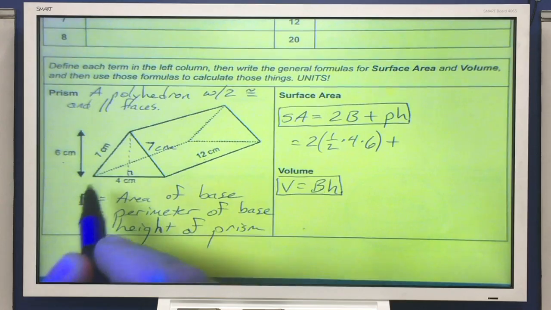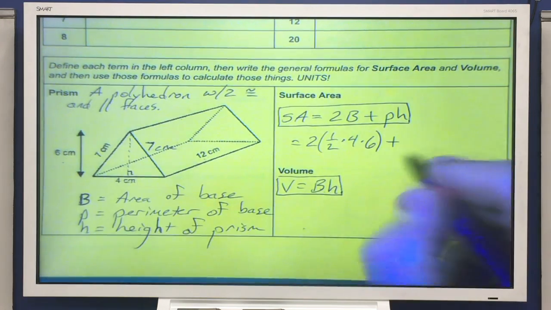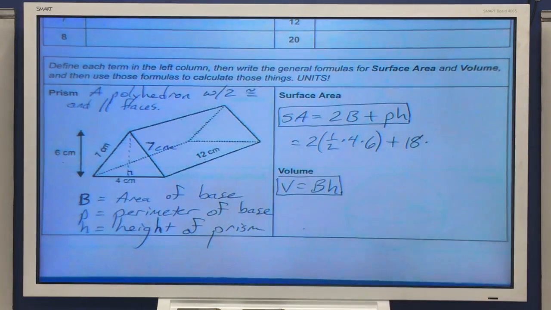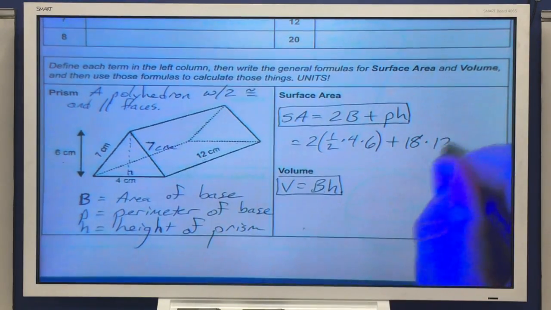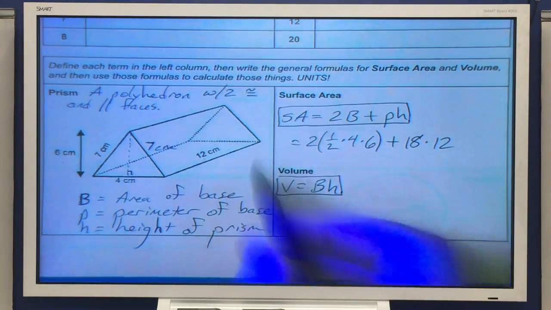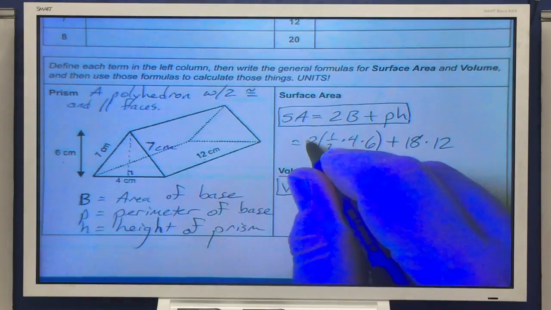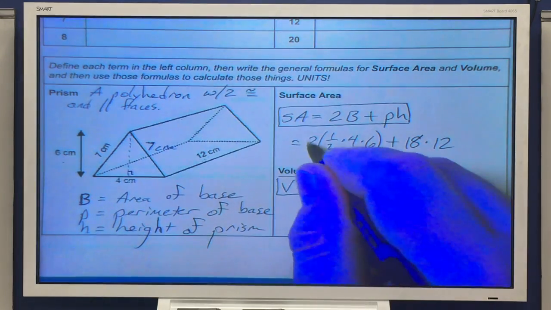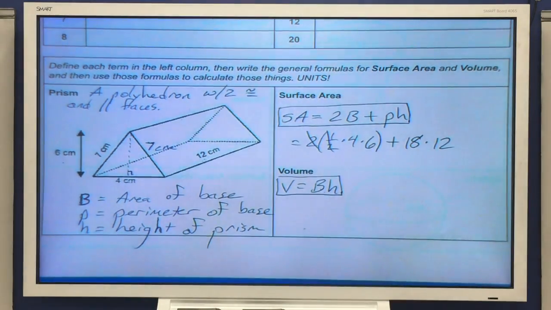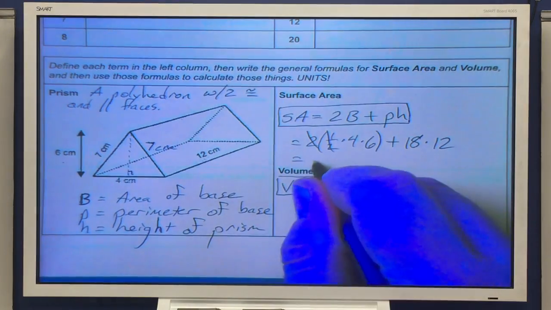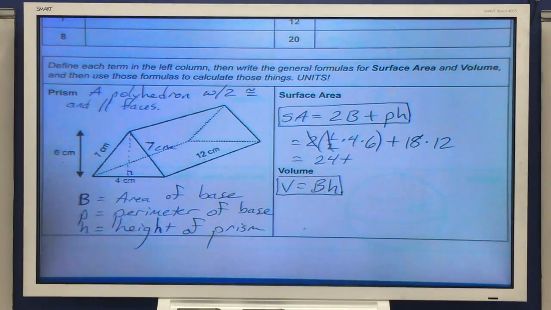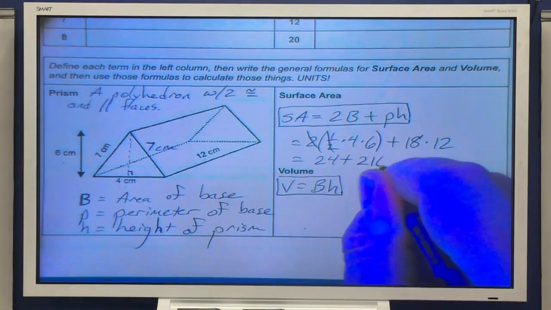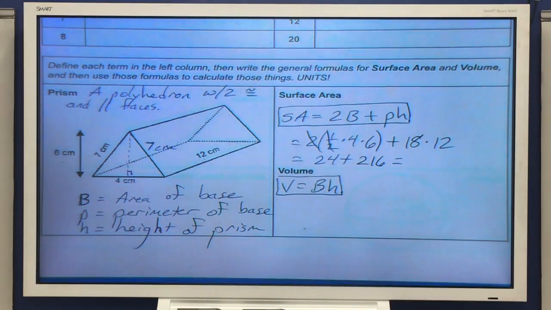So the perimeter of the base is going to be 7 and 7, 14, plus 4 is 18. Height of the prism is 12. Now I'm going to do a little mental math and clean this up a little bit. Sorry about that. The 2.5 can go away. And so I get 24 plus 18 times 12 is 216. And when I add those two bad boys up, I get 240.